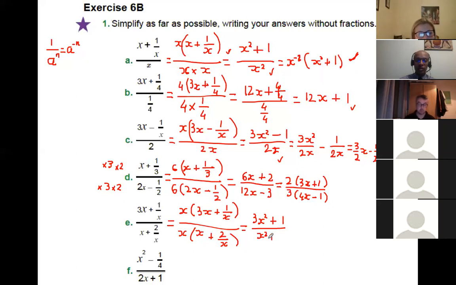2X divided by X is 2 times 1, which is 2. And that's it. We can't do anything with that one.